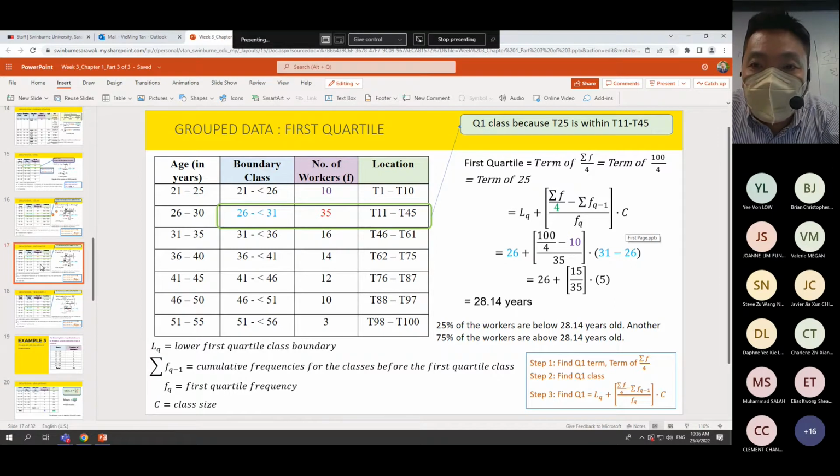Okay, how about this one? The frequency at the Q1 class. The frequency is 35. This one, 35. So substitute it here.